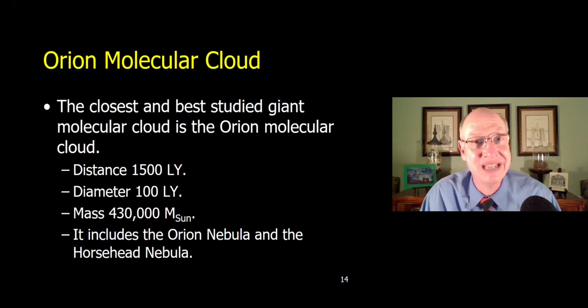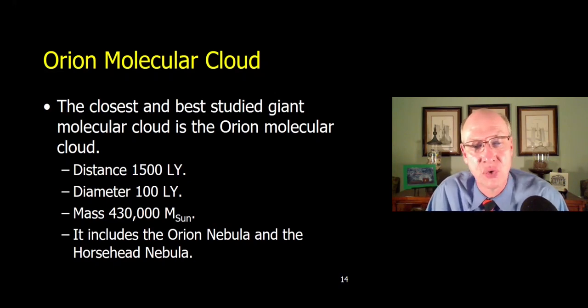The light that we're seeing today is 1,500 years old. The cluster itself, or I should say the cloud itself, is about 100 light years across, and it contains enough material to make 430,000 stars like our sun. Now, it turns out that our sun is more massive than your average star. So this cloud will actually probably end up making more stars than that.